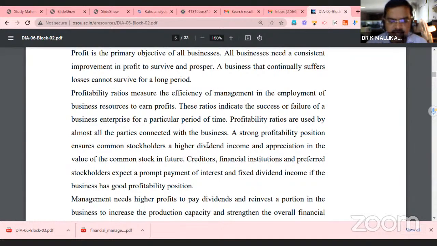Naturally it is one year, or sometimes, if it is a listed stock market company, a quarterly income statement. So profitability ratios are helpful for all the parties, all the stakeholders connected with the business, including the government. A strong profitable position assures the common stock shareholders, nothing but the equity shareholders, who want high dividend income or want their value in the stock market to appreciate in future. And the creditors also want the company to make prompt payment of interest as well as the principal amount, and a fixed dividend for preferred shareholders.